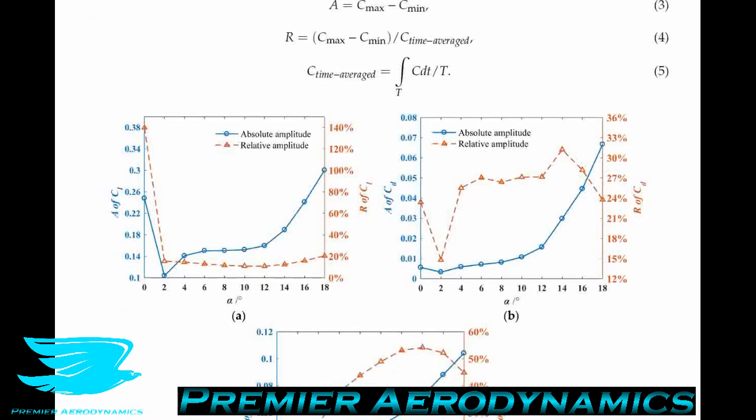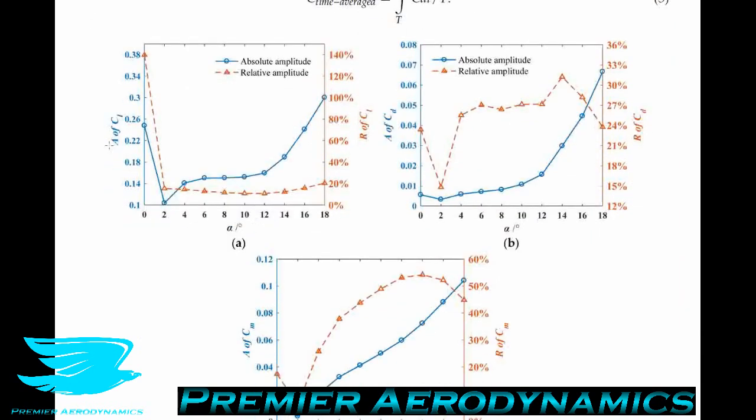So interestingly, while the absolute fluctuations in the lift coefficient increase as angle of attack increases, so you can see here it increases quite nicely, the relative changes remained fairly consistent with the change in angle of attack. So the fluctuations hovered around 15 to 20% for the entire angle of attack range.